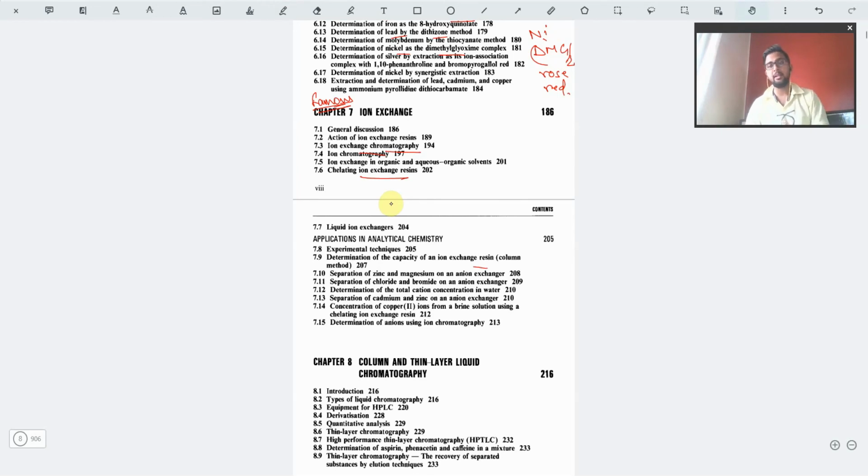or you may say the chemical methods, such as the determination of copper ions in a brine solution using chelating ion exchange resin.